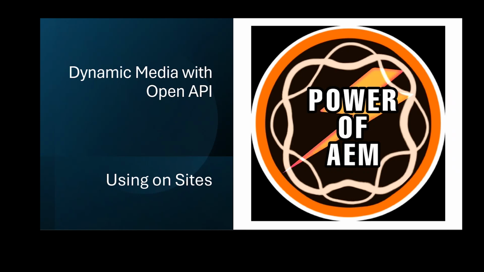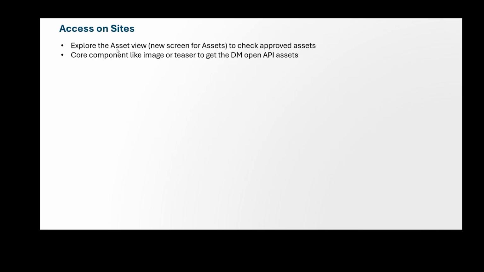In this video, we will learn how you can use dynamic media open API assets on your site's content pages. For that, we are going to understand how the new screen is, where you can see the approved asset, as well as if you are utilizing the out-of-the-box core component like image or teaser, how you can use those components to pull out the dynamic media image.